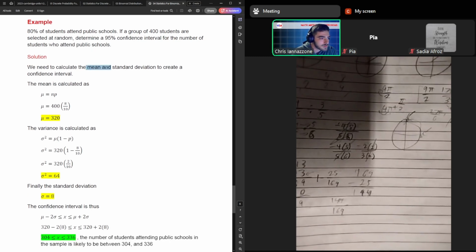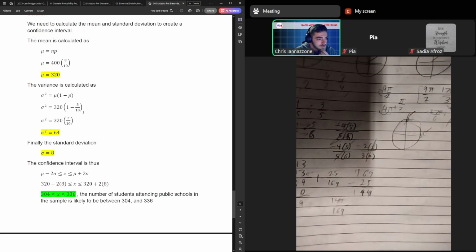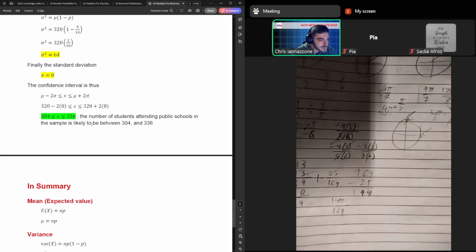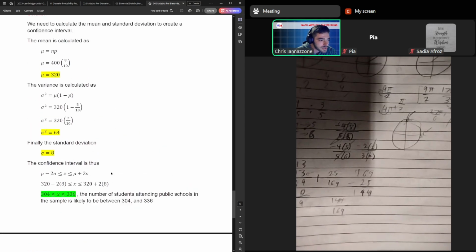So from there, we want mean and standard deviation. Again, we've seen how that calculates. np for mean and square root of variance for the standard deviation. Mean of 320, standard deviation of 8, plus minus 2 standard deviations. That means that any group of 400 students, I'll be 95% confident that anywhere from 304 to 336 of those people will be attending public school.